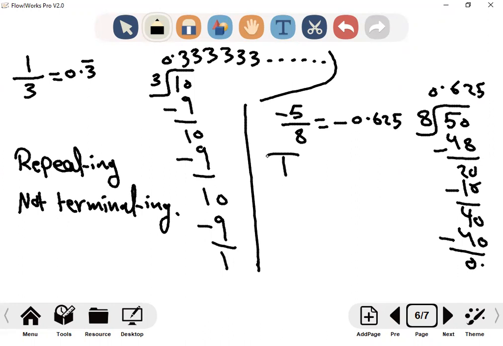What do we call it? Terminating, like ending. This one, not terminating, repeatable. We can express the answer this way. But here, no dash up means it's ending. This is the exact value. Got it? Let's go to example 1.